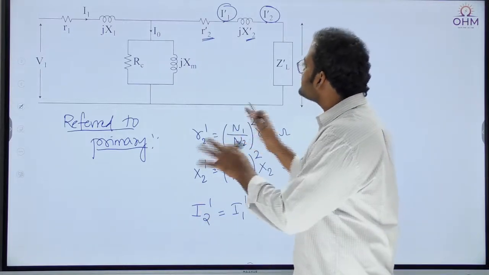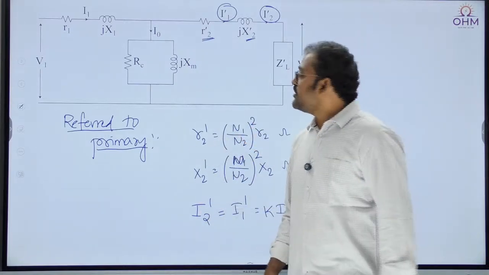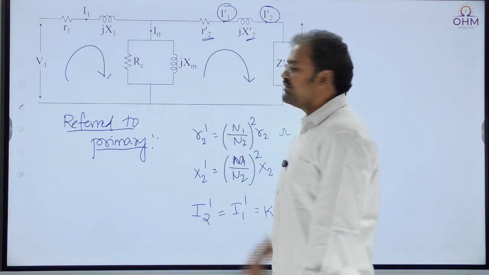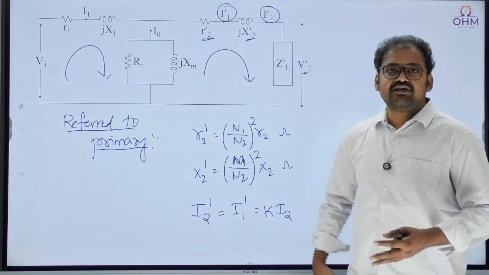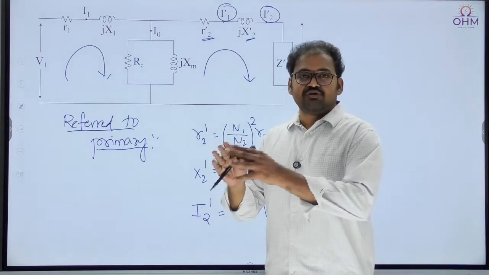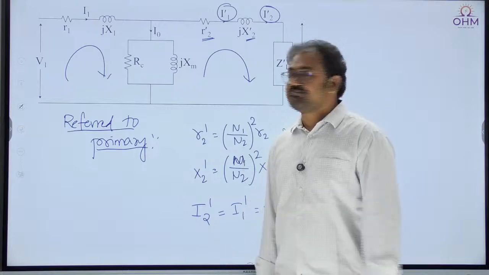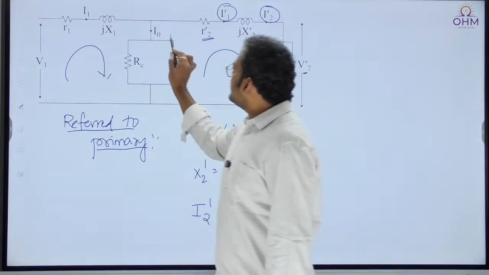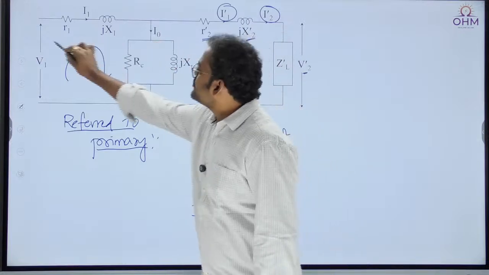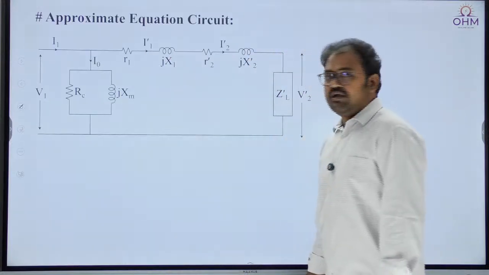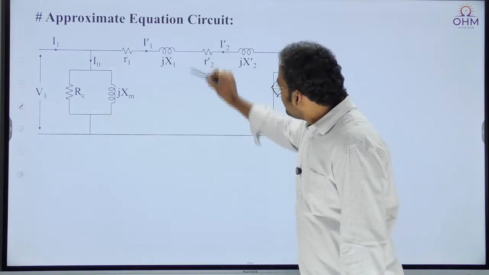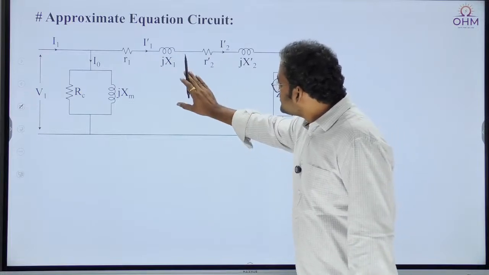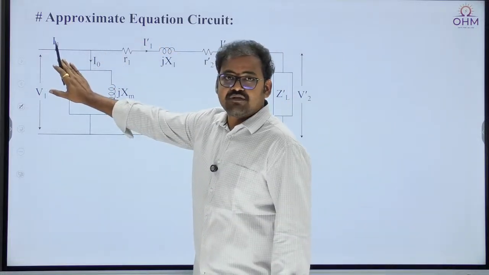Now I want to further simplify this equivalent circuit, because if you look at the circuit, I have two loops. Loop number 1 here, loop number 2 here. Therefore, writing KVL equations becomes difficult when you have two loops. I want to make it simpler. In order to do that, let us shift this shunt branch to the source side, like this. Actually, the shunt branch should be in the middle of the circuit, but to make the circuit simple, I am shifting this shunt branch to the source side.